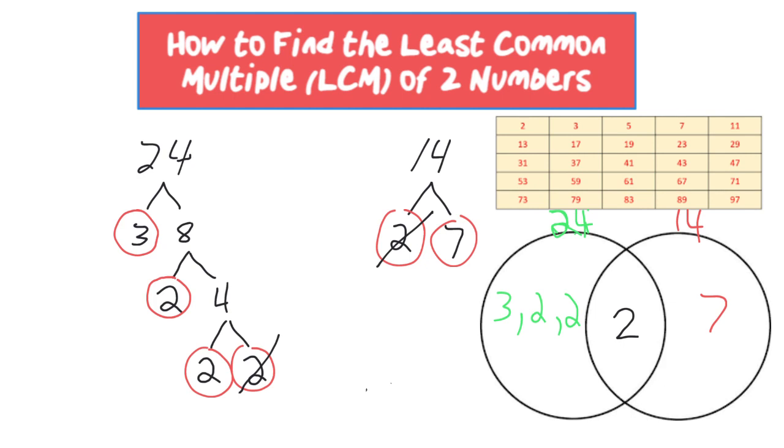All right. And so now if I wanted to find the least common multiple between these two numbers, I can look at this Venn diagram and I just multiply straight across. All of these numbers I would multiply together to get the least common multiple.